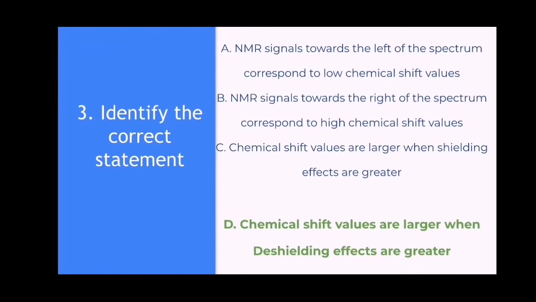Identify the correct statement. A. NMR signals towards the left of the spectrum correspond to low chemical shift values. B. NMR signal towards the right of the spectrum correspond to high chemical shift values. C. Chemical shift values are larger when shielding effects are greater. D. Chemical shift values are larger when de-shielding effects are greater. The correct answer is D. Chemical shift values are larger when de-shielding effects are greater.